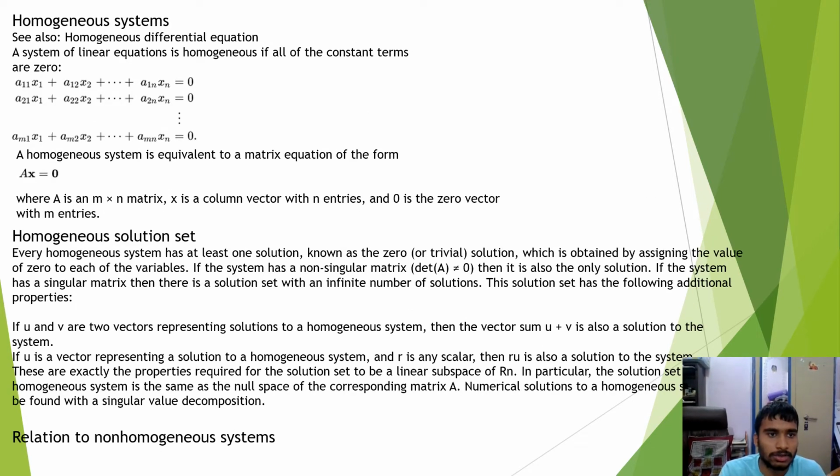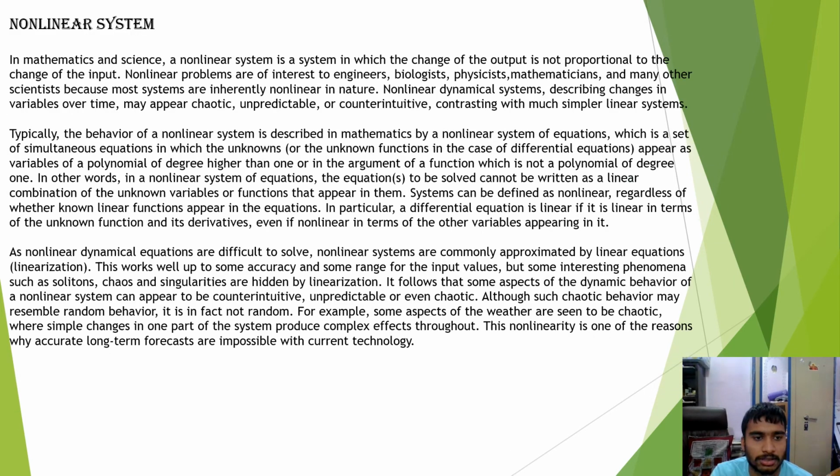Now, homogeneous solutions. These are also homogeneous systems. A system of linear equations is homogeneous if all of the constant terms are zero. A homogeneous system is equivalent to a matrix equation of the form Ax = 0, where A is an m×n matrix, x is a column vector with n entries, and 0 is a zero vector with m entries.